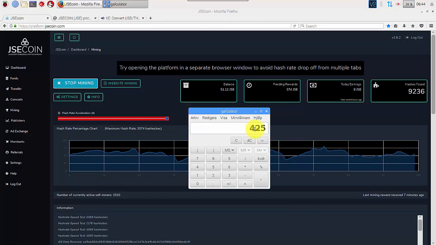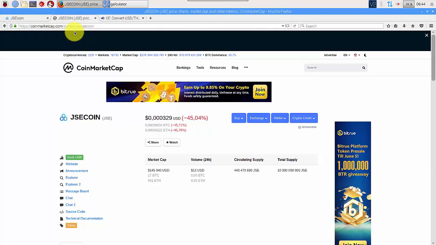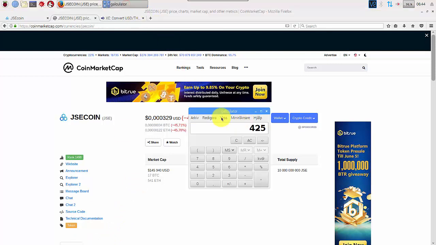And then we can see how much that is. And the price is, where's the calculator here? Multiply that with 0.000329. So I actually have earned almost $0.14. So that's not making me rich, but it was a little bit fun to do this.